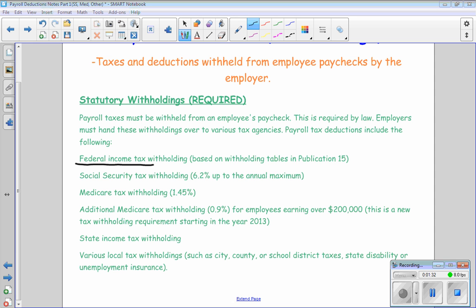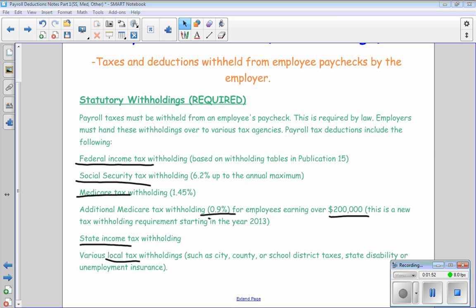Another required withholding, Social Security. Another required withholding, Medicare. Another required withholding, state and local. Okay? This is for anyone who earns over $200,000. This is an additional Medicare tax of 0.9%. So once you earn that $200,001, you have to add an additional 0.9% to your Medicare tax. That started in 2013. So we have required taxes: federal, Social Security, Medicare, state, and any local taxes.